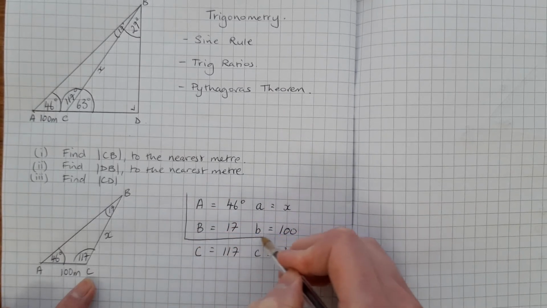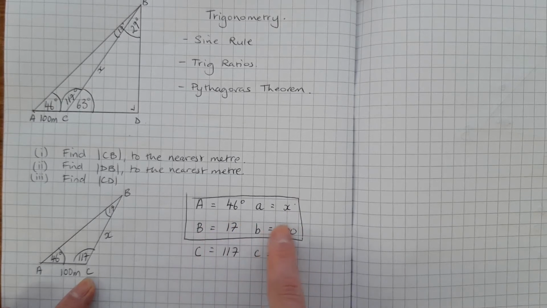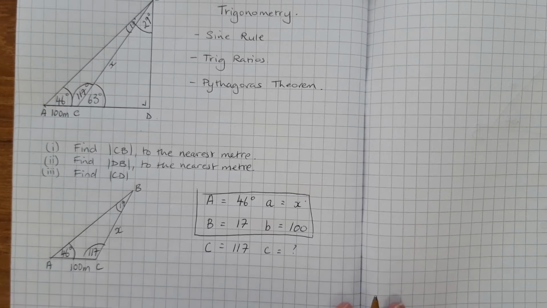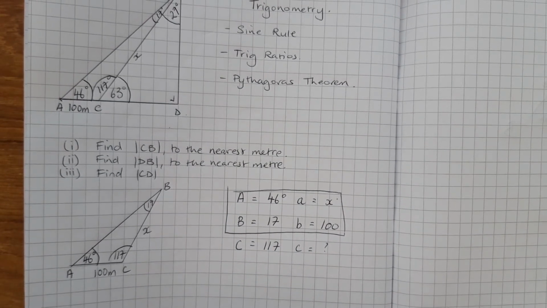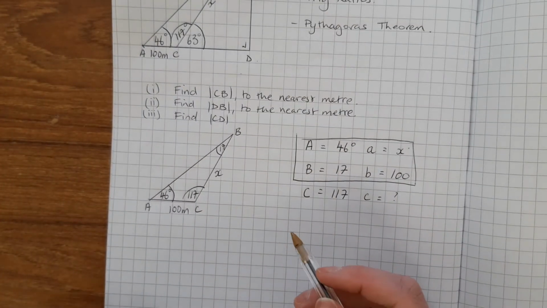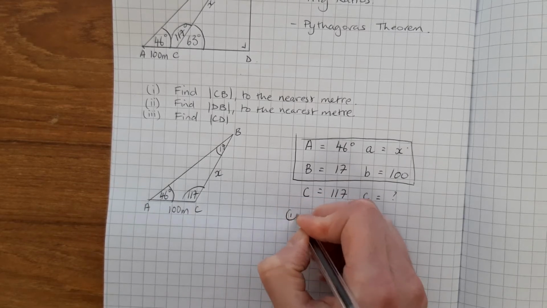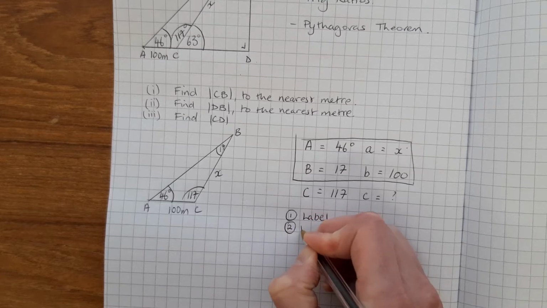So, in order to use the sine rule, there has to be one full piece of information we know and one unknown piece of information. The best thing to do is write out your sine rule, and we'll sub into it and solve. Okay, so as you've recalled, there are 4 steps in solving any question. 1, you label your diagram. 2, you write out your formula.